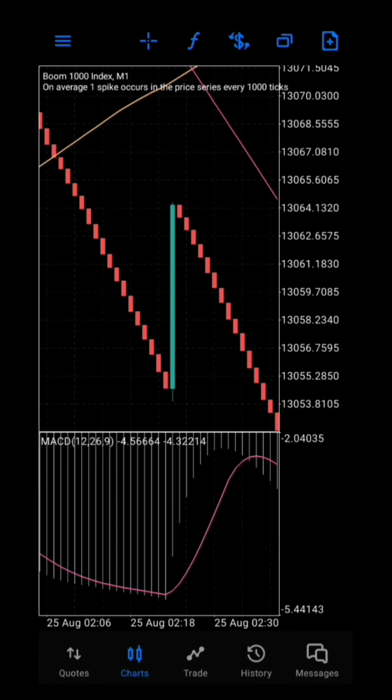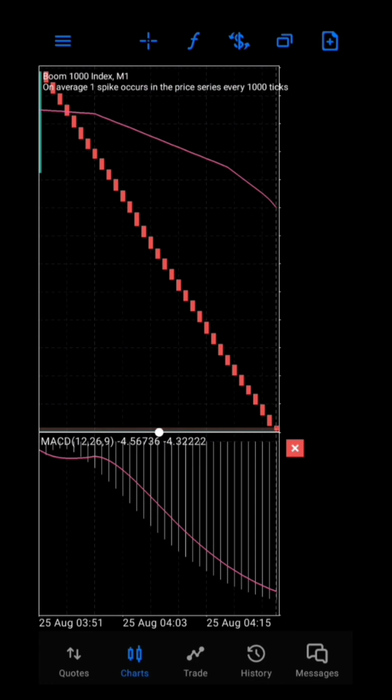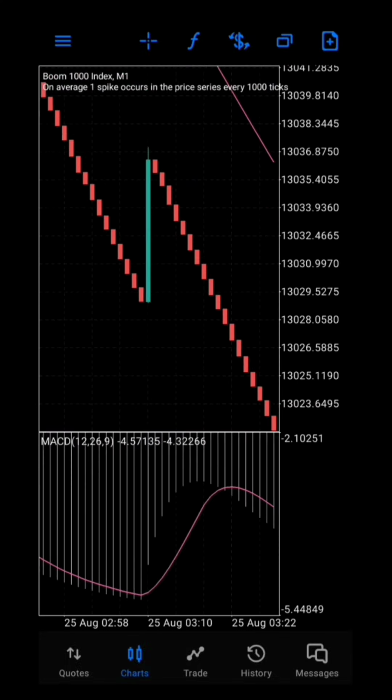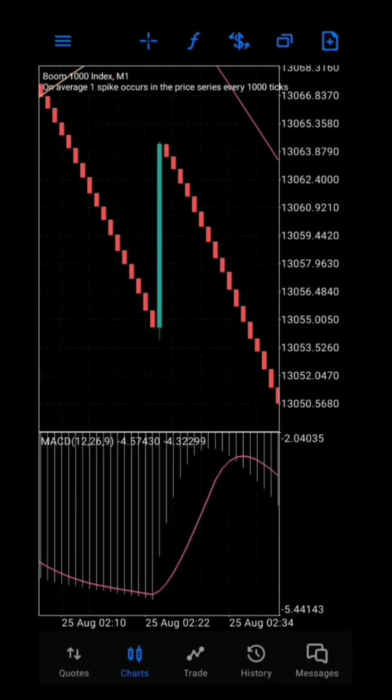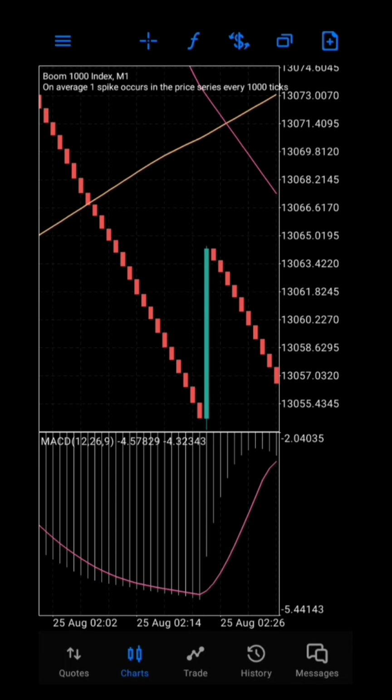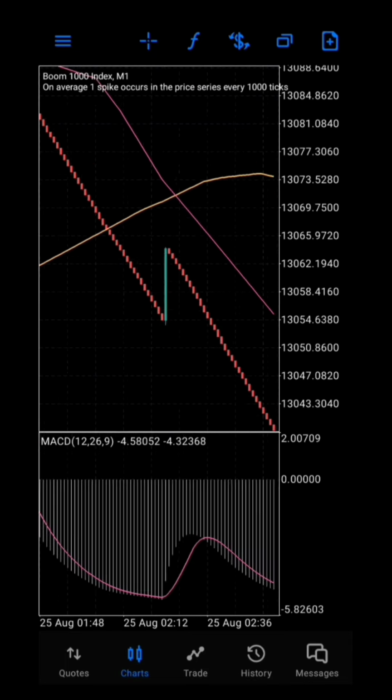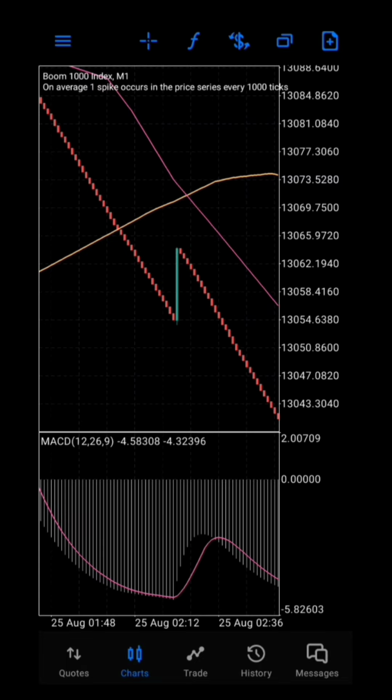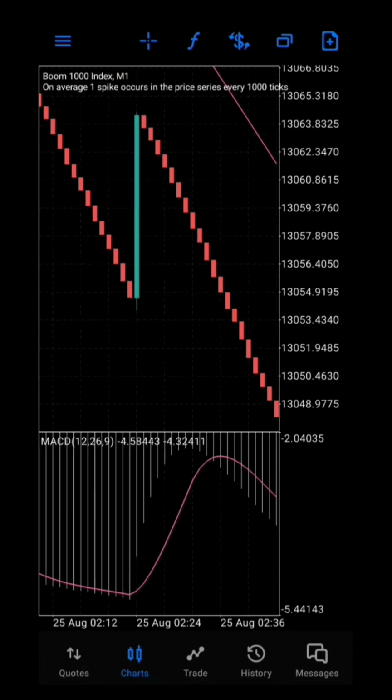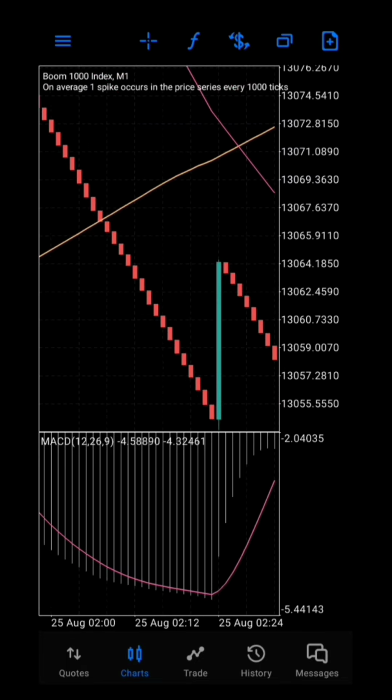Now you can see here, not there. Let's look at this, this particular spot. No, do not use this zoom level. Do not use this zoom level for this strategy.